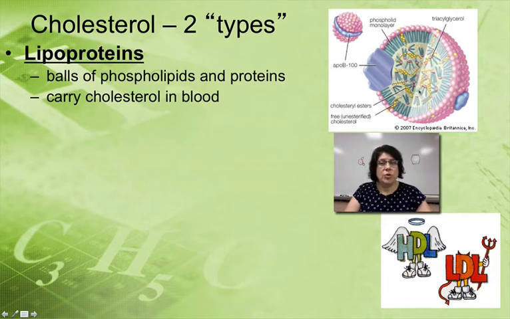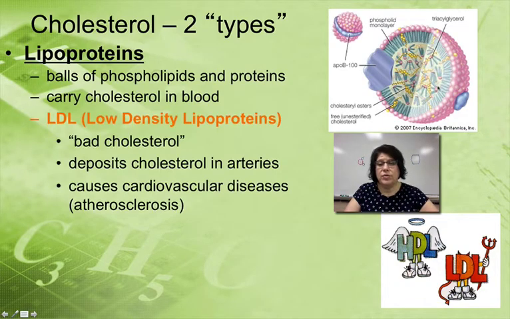Fats should not be able to go in your blood because they hate water and your blood is based on water. But they can travel around in these, I like to think of them sort of like taxi cabs or buses. Their job is to pick up fats and cholesterol and any kind of lipid and transport it through the blood around the body. They're called lipoproteins. And there are two kinds of lipoproteins.